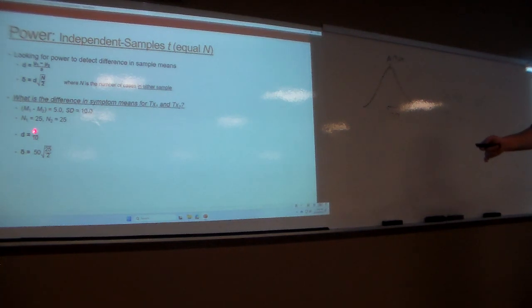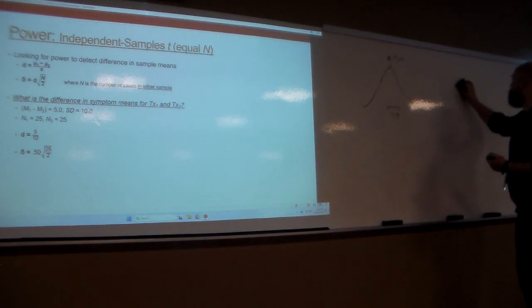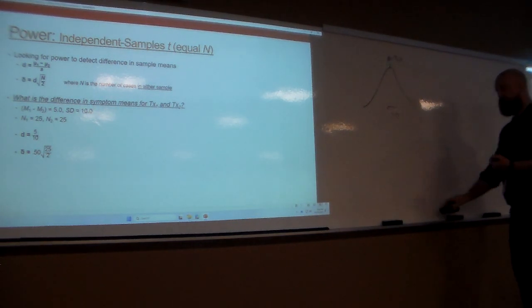So my effect size is going to be the difference, 5, divided by my standard deviation, which gives me an effect size of 0.5. If I take 0.5 and multiply this by the square root of 25 over 2, again, not 50, not the whole sample, just one sample, okay? Go through and run that. What's the value I get for my non-centrality parameter here? What is it?